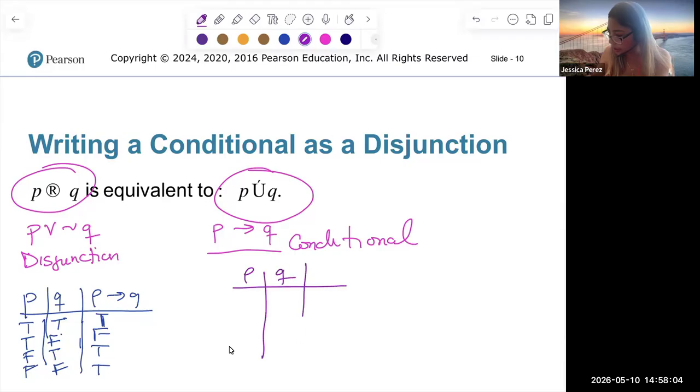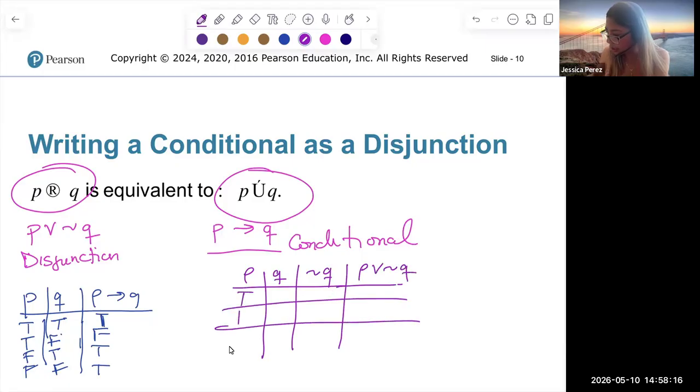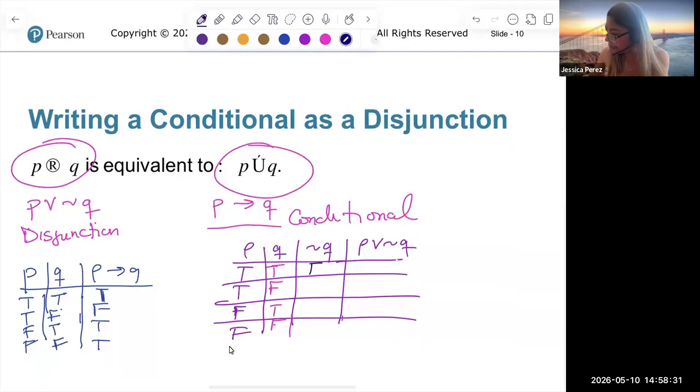We have P, Q. Let me actually change this. So P, Q, not Q. And then we have P or not Q. So we have T, T, F, F. Let's find Q: T, F, T, F. And then not Q would be F, T, F, T. And then P or not Q. So T or F is T. T or T is T. F or F is F. And then F or T is T.